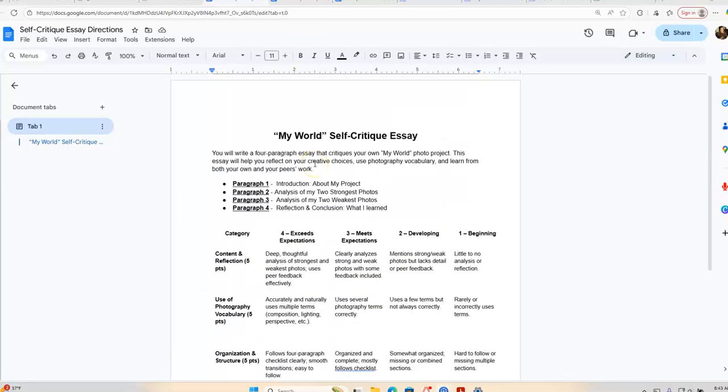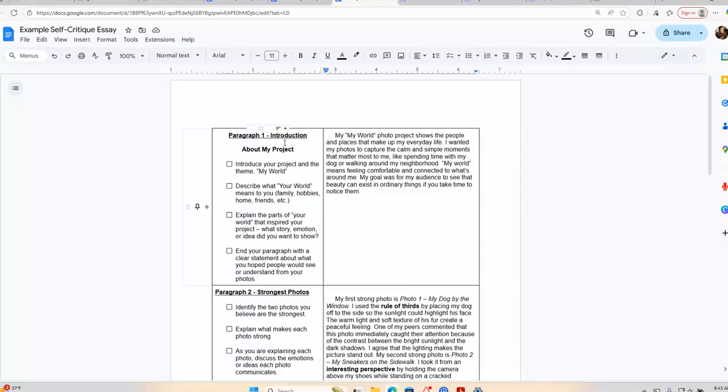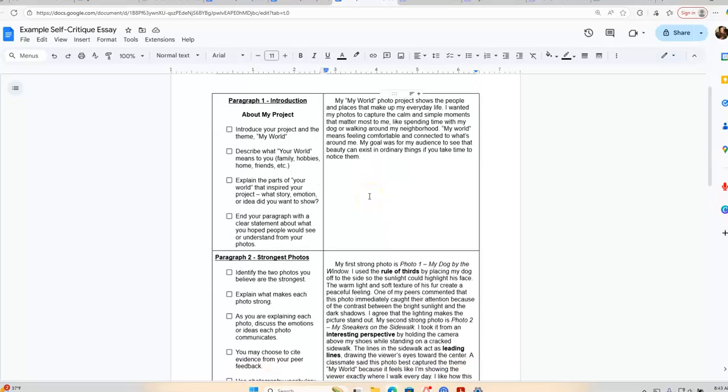All right, so this is the first document again. This is just a simple overview of the directions. The next thing that we're going to be looking at, again, this is posted on Google Classroom, and this is an example essay. Understand that you should not be copying and pasting this and using it as your own essay, okay?